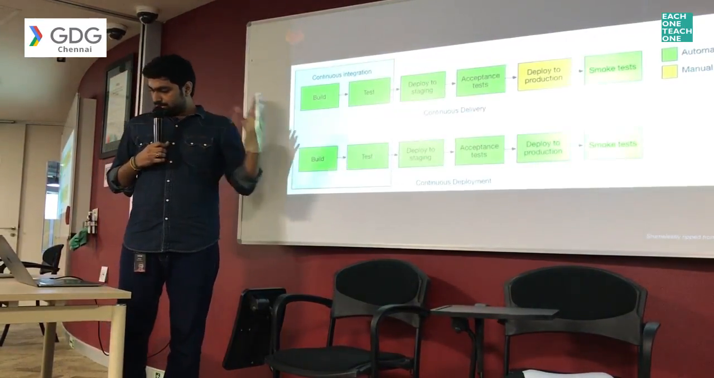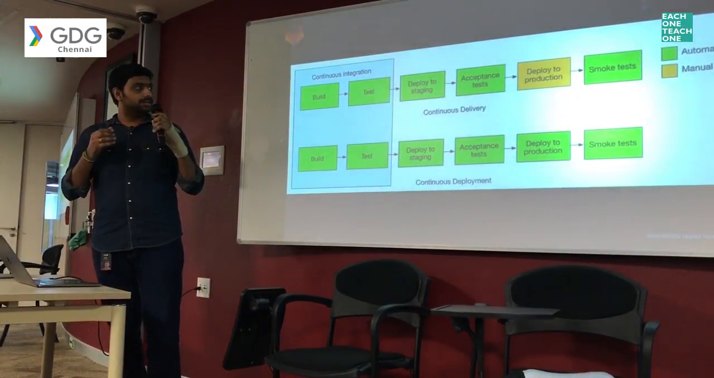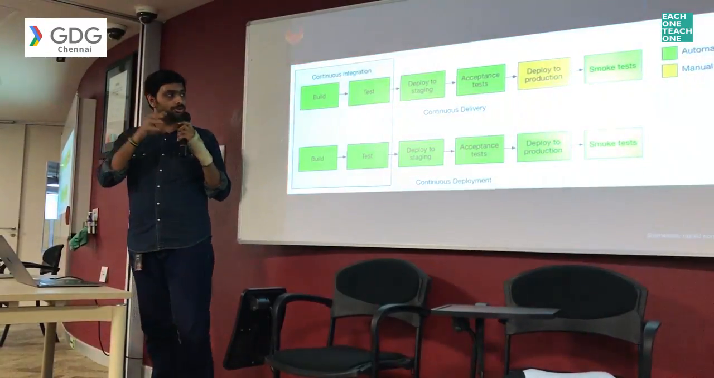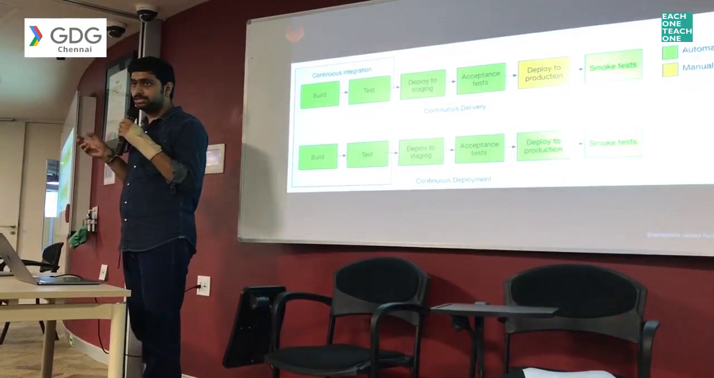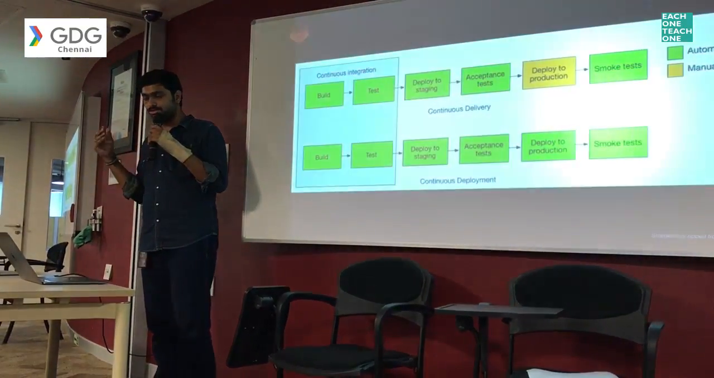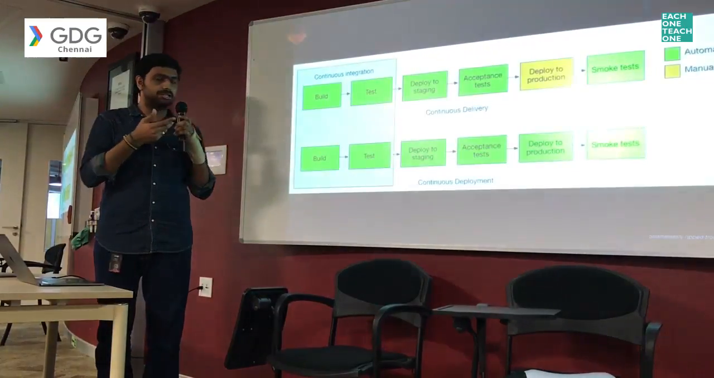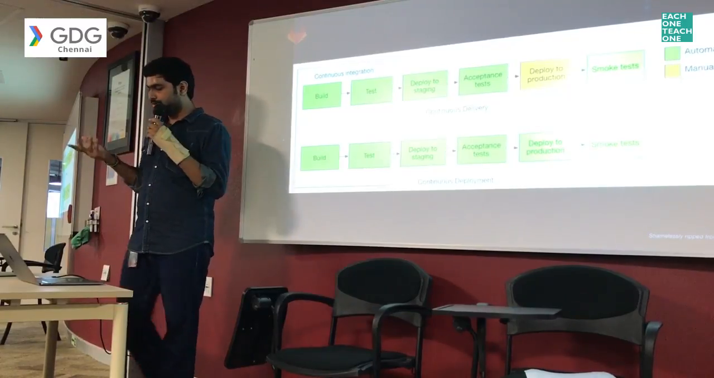So this is it, and as you see, build and test are continuous integration, and in continuous delivery, the code is actually deployed to staging, but as you see, the deploy to production is a manual touch. So that is the difference between continuous delivery and continuous deployment. Most probably you will want continuous delivery because you don't want your code to be pushed to production without you knowing.